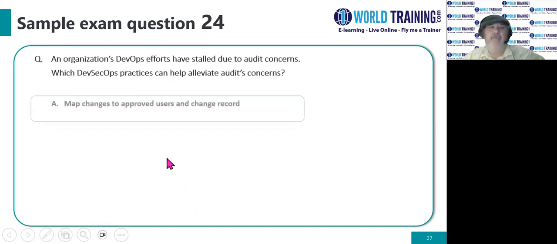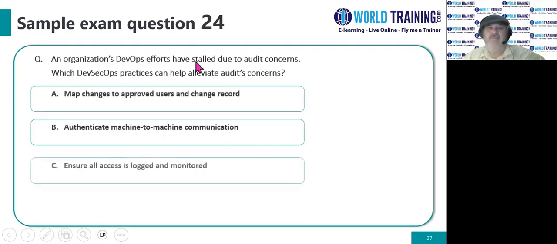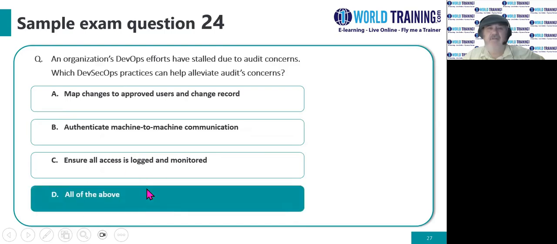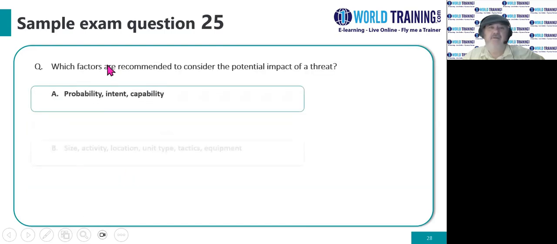Yeah. An organization's DevOps experts have stalled due to audit concerns. Which DevSecOps practices can help alleviate audit concerns? Map changes to approved users and change records. Okay, not bad. Authenticate machine communication. Yes. Ensure all access is logged and monitored. Yes. So I think the best answer is D, all of the above. Yeah. Let's go with 25.